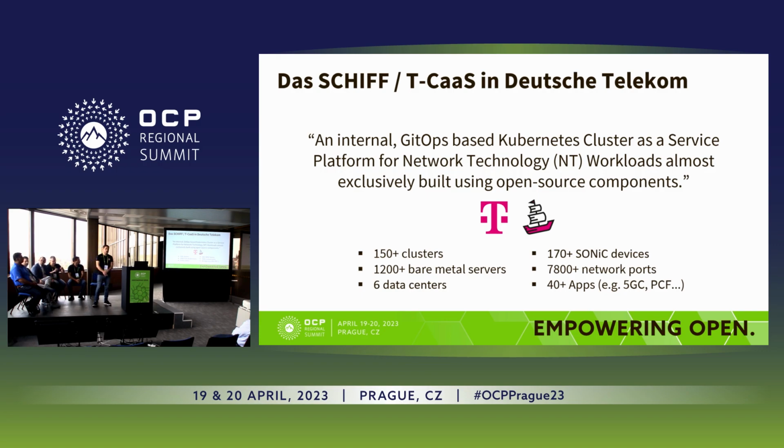And we are an internal GitOps-based Kubernetes cluster as a service platform, which is there to onboard network technology workloads like the 5G core, 5G campus, and PCF, for example. And we try to do it by using almost exclusively open source components. And currently we have more than 150 clusters up and running, which are providing more than 40 apps. And we have more than 170 SONiC devices which are OCP accepted.